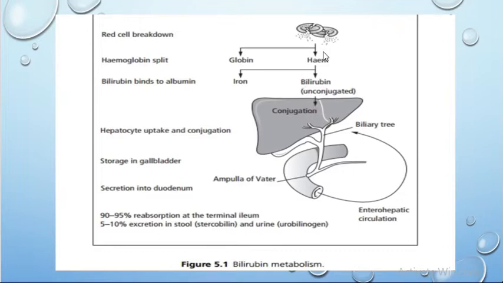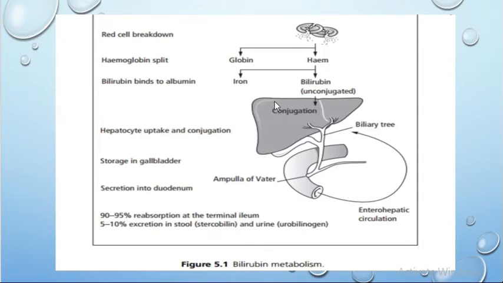So RBC breakdown converts into heme, then bilirubin, and in the liver, this is the main home for the conjugation of bilirubin. If the liver is not working very well, the unconjugated bilirubin will not be conjugated. So unconjugated bilirubin rises in the blood, and they give signs and symptoms.